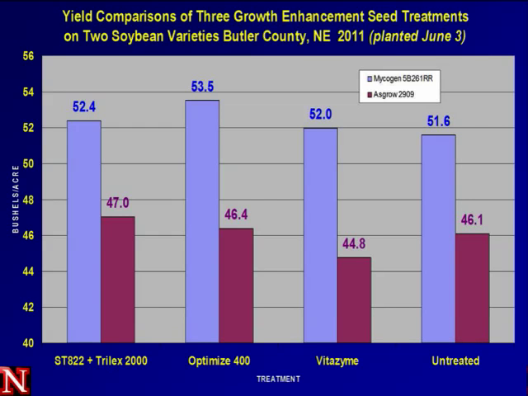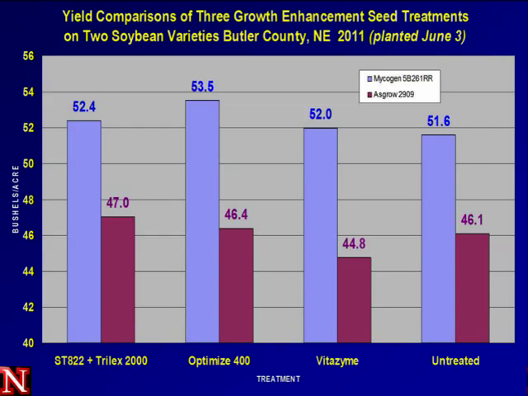In 2011, we were able to do a side-by-side trial where we put the same seed treatments on two different varieties in the David City area of Nebraska. The blue bars are the Mycogen variety. On the far right there is the untreated check. And as you can see, the ST822, the Optimize 400, and the Vitazyme all resulted in increases in yields as biostimulants on this variety.